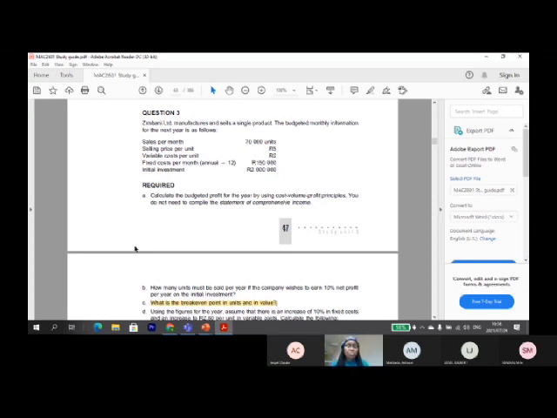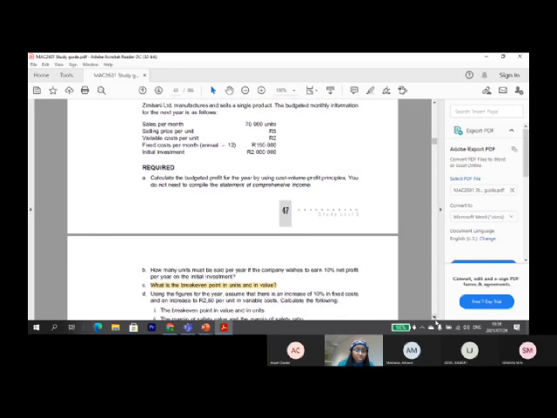Initial investment is 2 million. So they say to calculate the budgeted profit for the year by using cost volume profit principles. You don't need to compile a statement of comprehensive income. So they want to know what's the profit that we're going to make when you're using the principles of CVP. What profit will we make out of this information that we have?